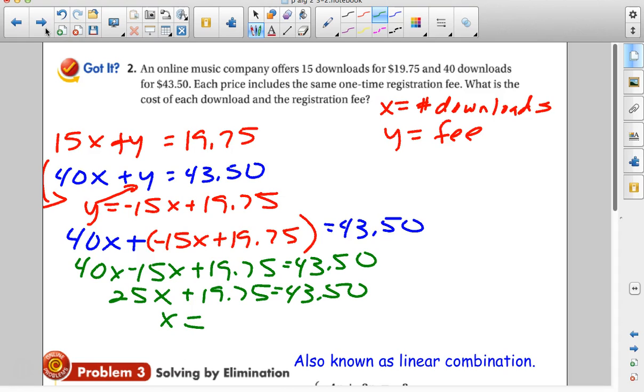Just cut to the chase. You guys can tell me what the cost per download or number of downloads is. Cost per download. How much? For one download? $43.50 minus $19.75 divided by 25. Oh, I don't think you divided both.